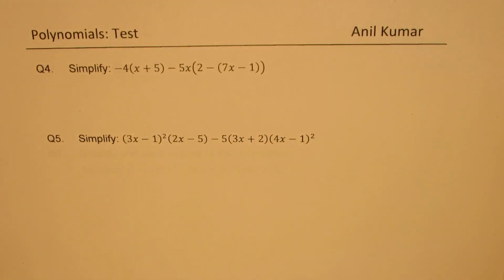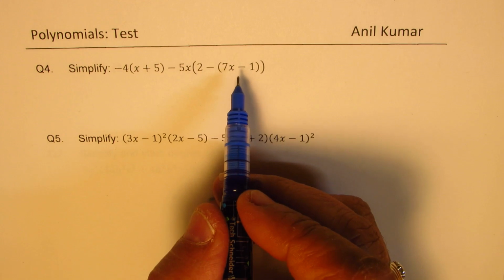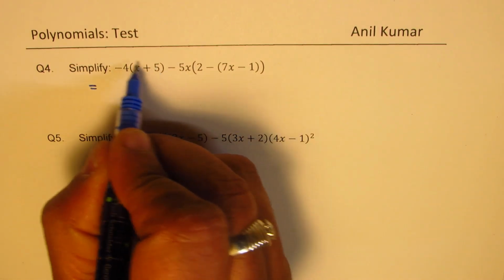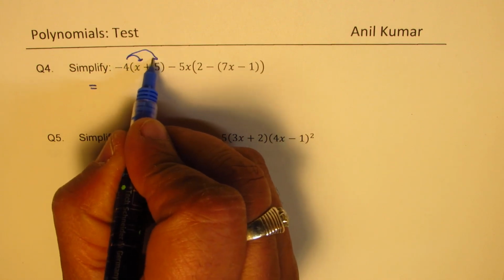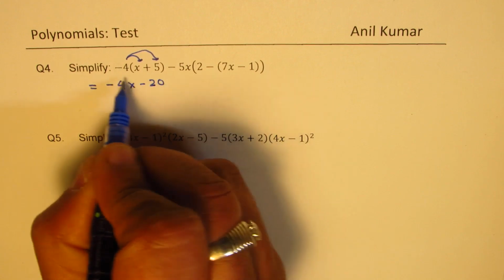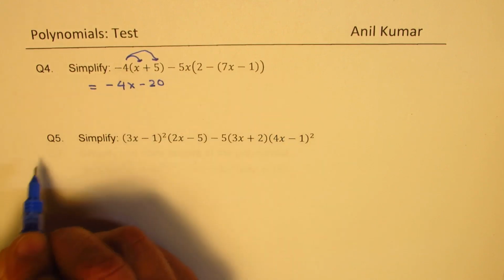Now, let's take up question number 4 and 5. This is again a similar kind. So, let me write it here. Minus 4, when I open the bracket, is the distributive property. We have to multiply both. So, we get minus 4x minus 20. So, remember to make this sign negative.